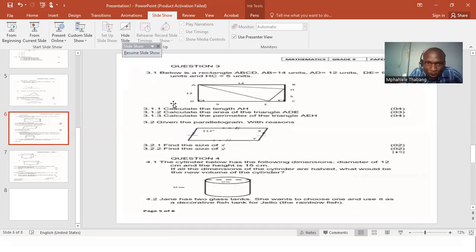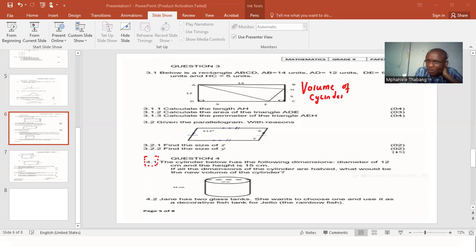I want us to look at question 4. Yes, there are interesting things on question 4. Firstly, on question 4.1, we will be dealing with what we call the volume of a cylinder. So you must know how to calculate the volume of a cylinder.